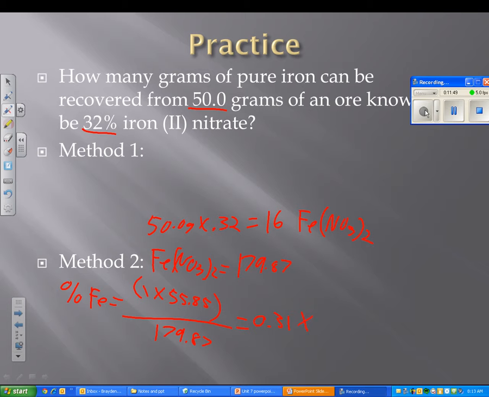Now you multiply that by our new mass, which is the 16 grams. Just the iron 2 nitrate is all we're concerned about. So multiply that by 16, and you get your 4.96 grams of iron. So if you did the dimensional analysis, make sure you get 4.96 grams of iron. If you get anything else, something has gone wrong. Bring that to me or to your teacher, and we'll figure out where you went wrong.